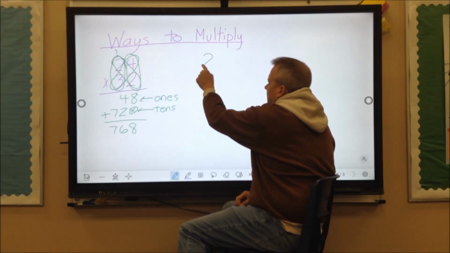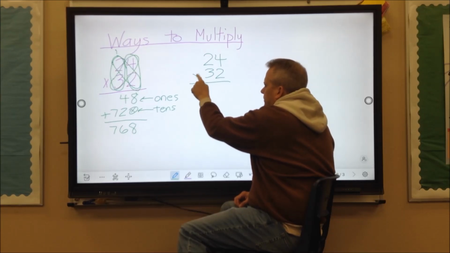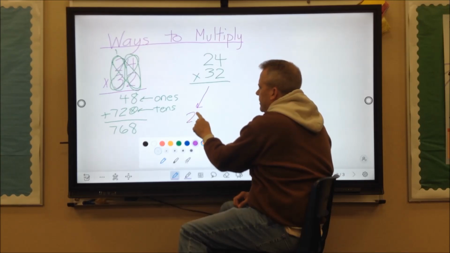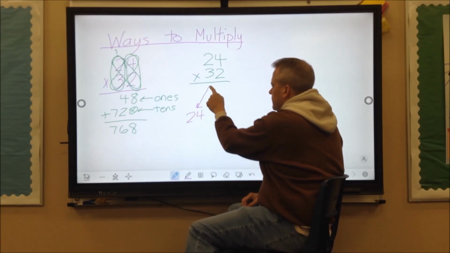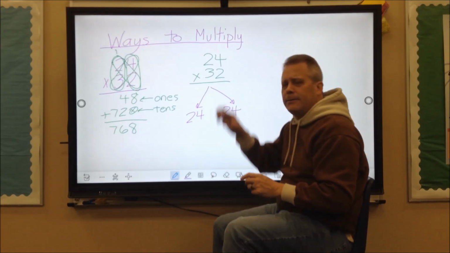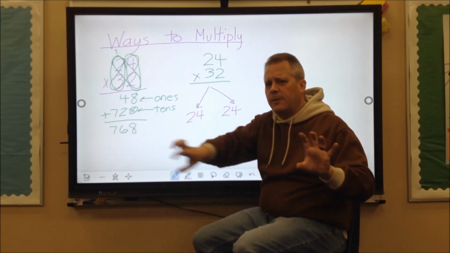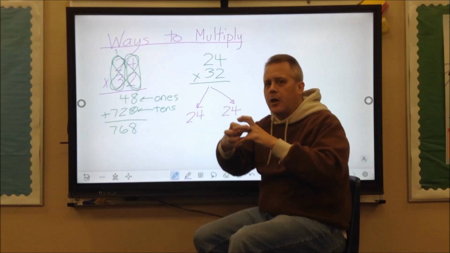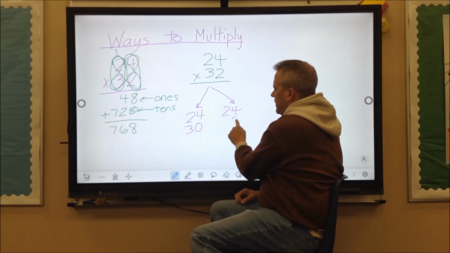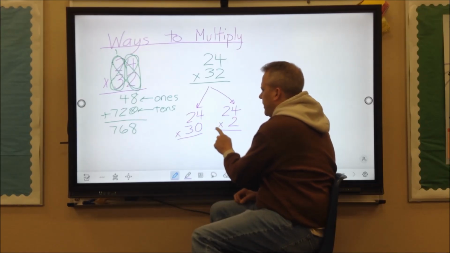So I'm going to take the same problem that we were working with, and this time I'm going to break it apart piece by piece. I'm going to go with 24. I'm going to put 24 on both sides. Now I'm going to take 32, and I want to separate the tens from the ones. So to separate 32, I'm going to get 30 plus 2. Now watch what happens when we multiply this.